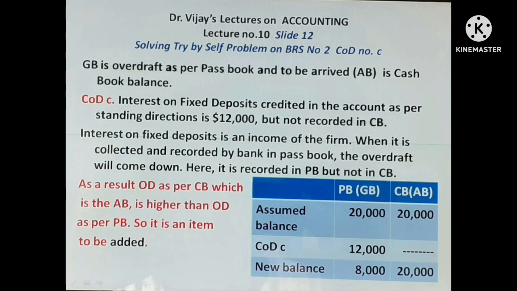Look at the model. Assumed balance 20,000. It is an assumed value, you can show any amount. It is 20,000. And the interest is recorded in PB. In the given balance, that is passbook balance, 12,000, and the balance comes down to 8,000. Whereas in cash book, that entry is not there and balance continues to be $20,000. The balance to be arrived is higher, so the item is to be added.